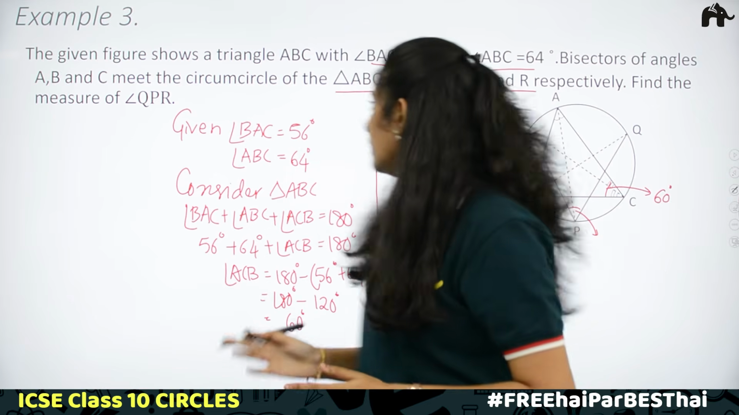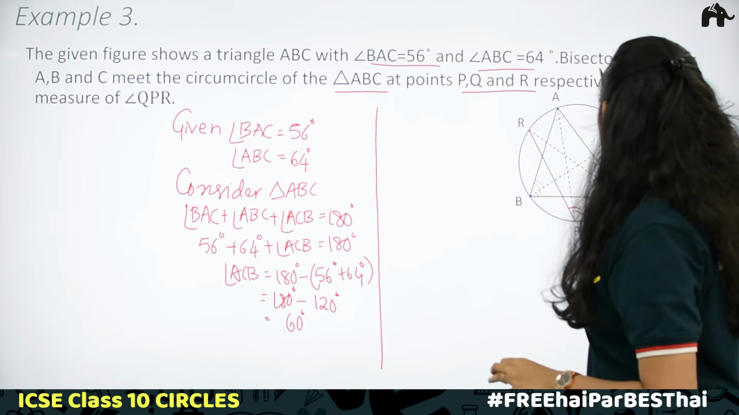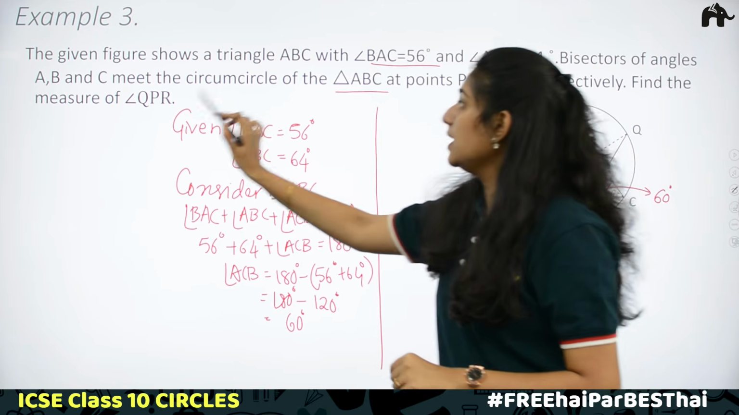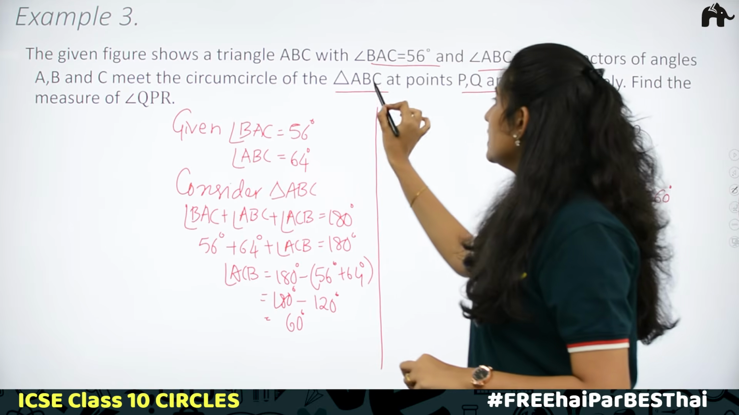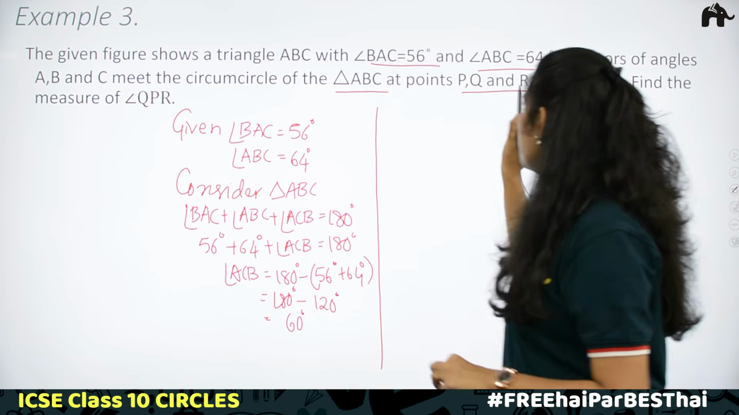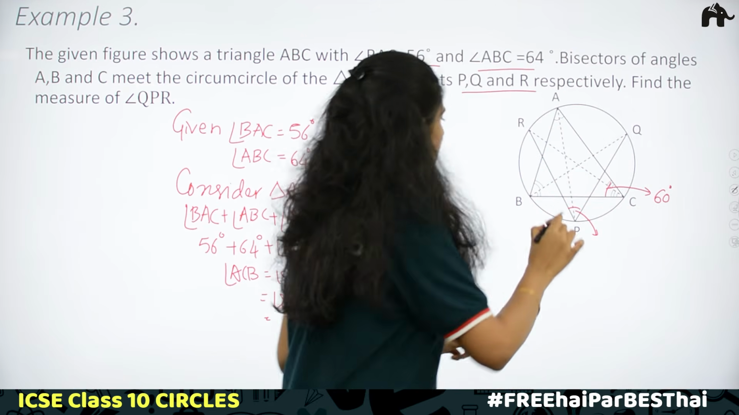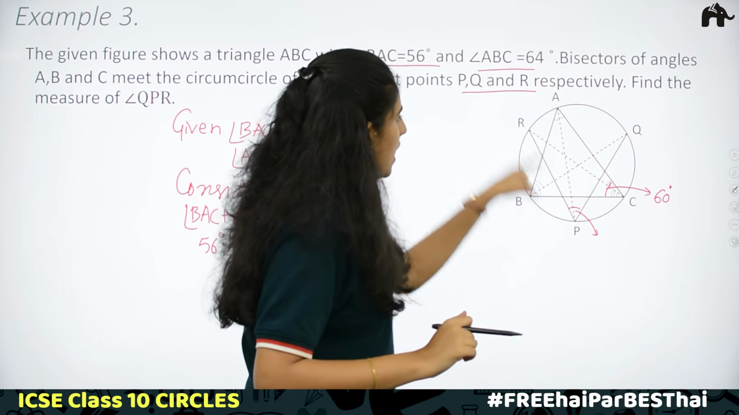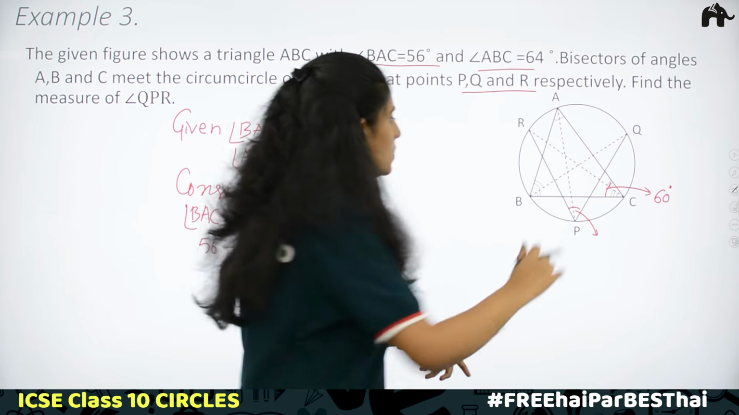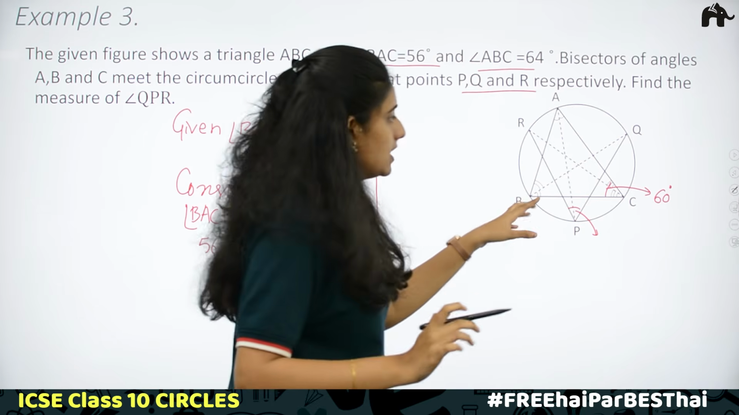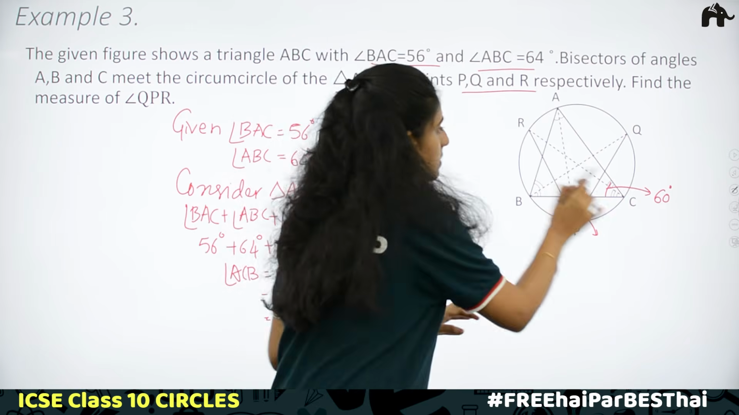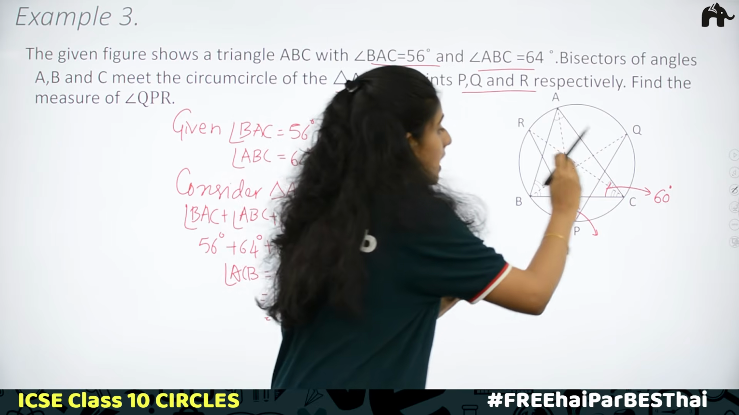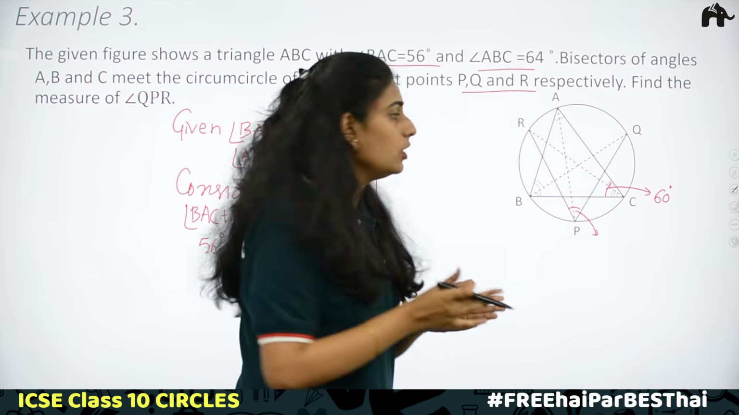Now, what is given in the question? It is given that the bisectors of angles A, B and C meet the circumcircle of triangle ABC at points P, Q, R. We can find PQR. So, PA is a bisector, BQ is a bisector, CR is a bisector. What does bisection mean? It means the angle will be divided into two equal halves.